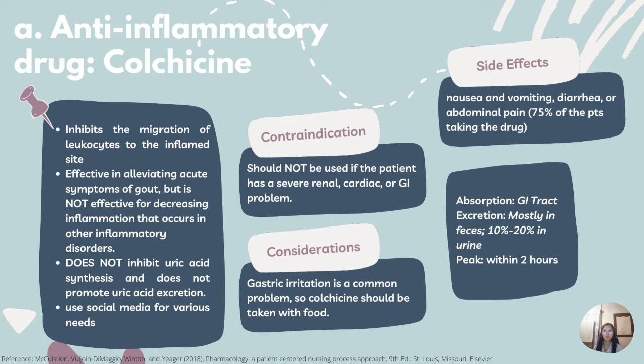As for its absorption, colchicine is well absorbed in the gastrointestinal tract. Its peak concentration time is within 2 hours, and this drug is mostly excreted in the feces, but 10% to 20% is excreted in the urine.